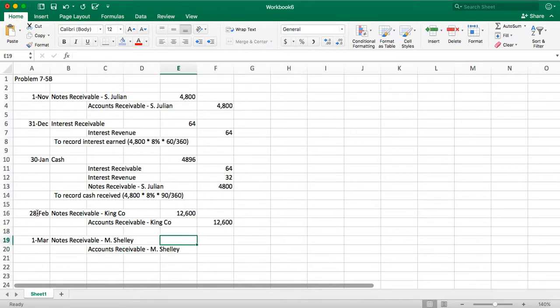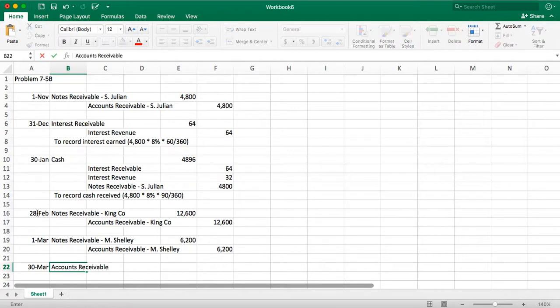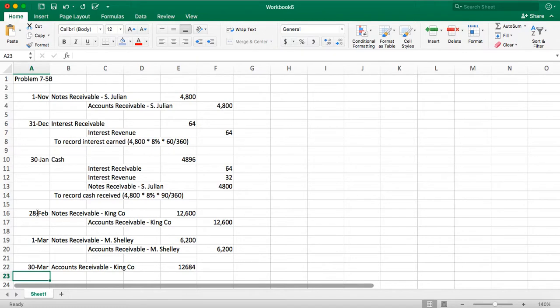And that one was $6,200. Okay, then on March 30th, the King Company dishonored its note when presented for payment. And so when they dishonored the note, it goes back into accounts receivable, King Company, $12,684, because we now have accrued interest on that.